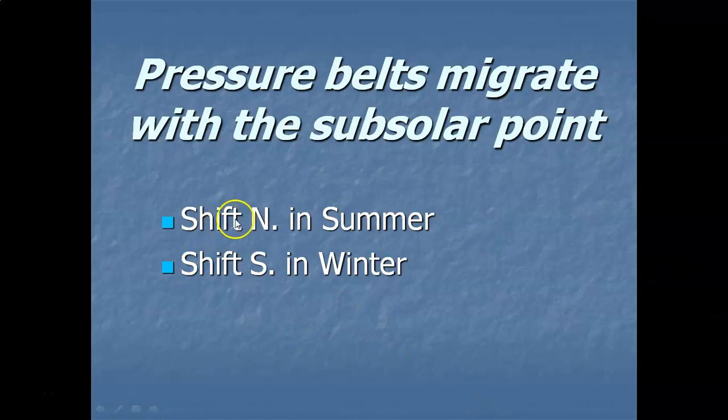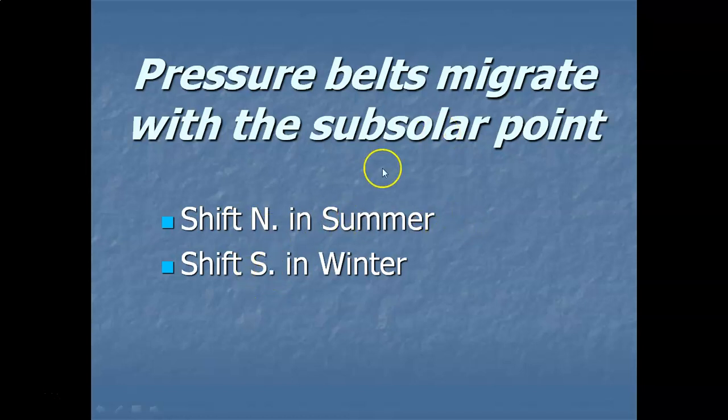So you think about the shifting northward of the subsolar point during the summer months for us in the northern hemisphere. And so the subsolar point is at 23.5 degrees north latitude, all right? And so all the pressure belts are going to shift north. So the intertropical convergence zone is going to shift northward. Subtropical high is going to shift northward. All of these pressure belts shift northward.